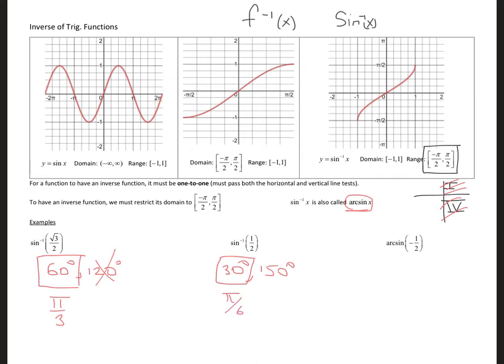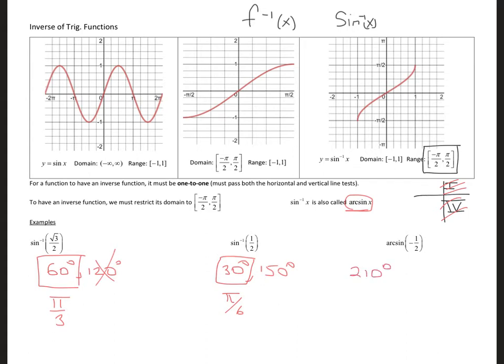So that's the answer. Let's go to the next one, and this one I just wrote arc sine so that you keep remembering that's another way of writing the sine inverse. So this one I'm looking at the angle whose sine is -1/2, and this can only be in quadrant 3 or 4. And let me write those angles in quadrant 3 and 4. And in quadrant 3 I have 210 degrees.